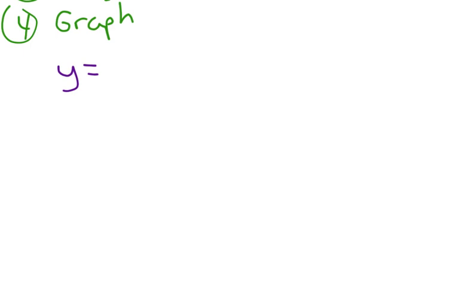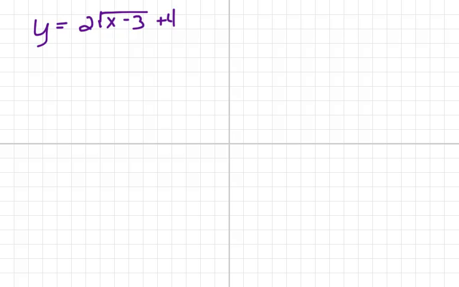Actually, let's put it on a grid. Okay, so here's our example. Y equals 2 times the square root of x minus 3, plus 4. So the locator point is going to be 3, 4. Just like in the vertex form of a quadratic, it's what makes it 0 here.